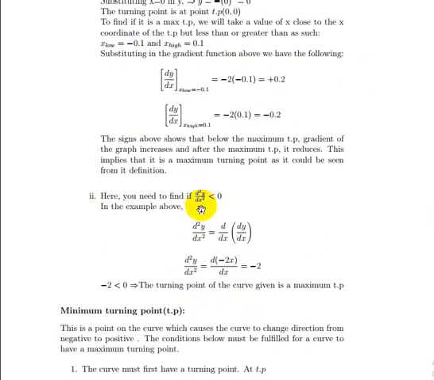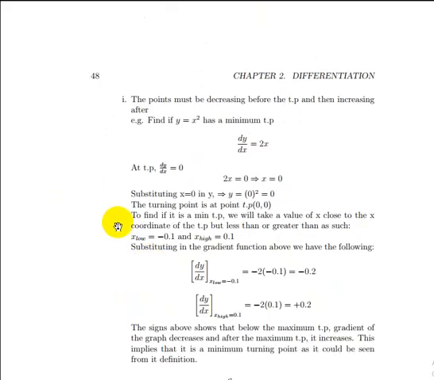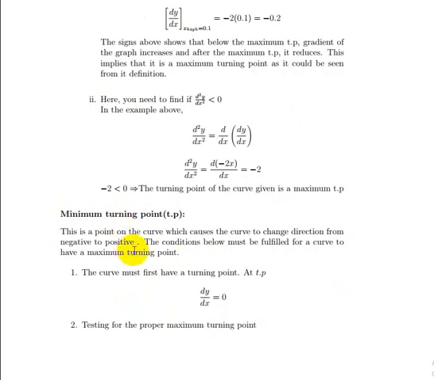If d squared y over dx squared is less than 0, then you are going to have a maximum turning point. When you differentiate dy over dx, which is negative 2x, you're going to have negative 2, and negative 2 is less than 0. So the turning point is a maximum turning point.